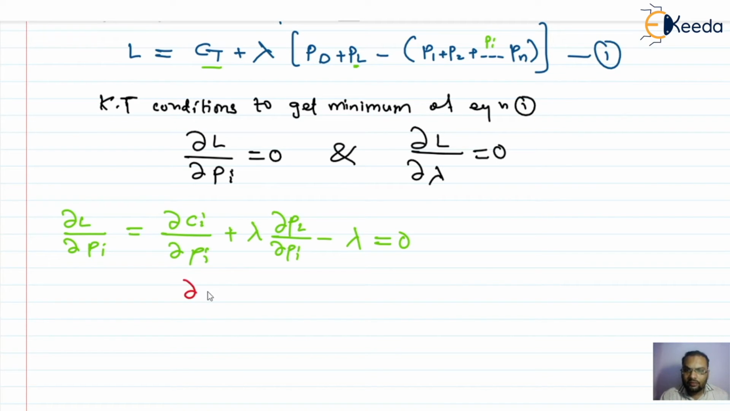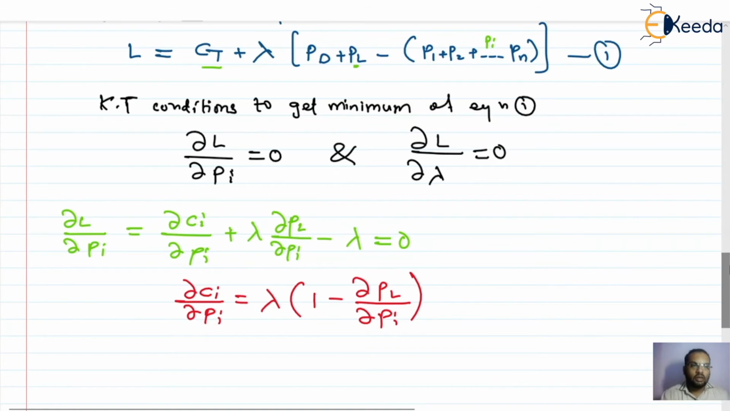You will get differentiation of Ci with respect to Pi. Okay, take this lambda as common. Lambda into, will get 1. Before we take lambda as common, better we shift these terms to that side first. If we shift on that side and take lambda as common, I'll get 1 minus this differentiation of power loss with respect to power output.